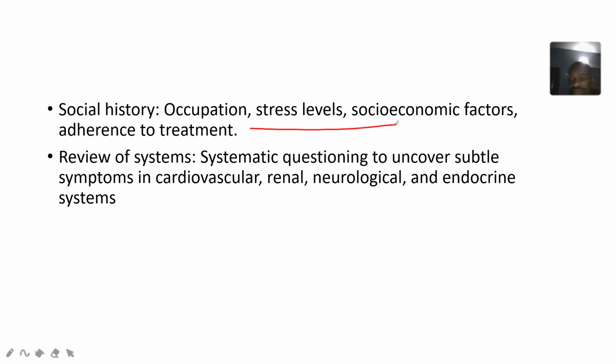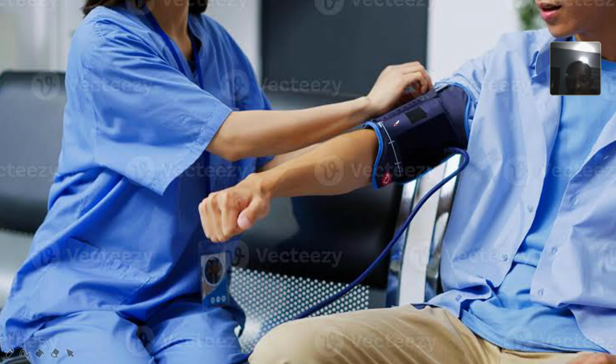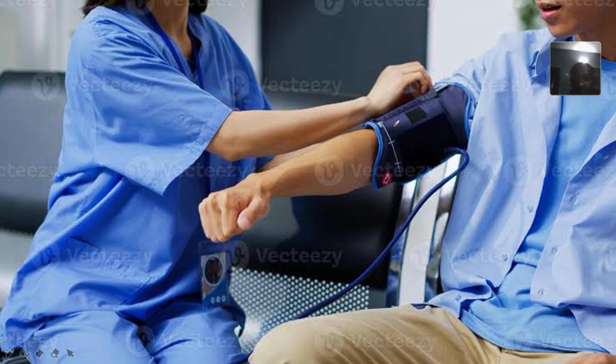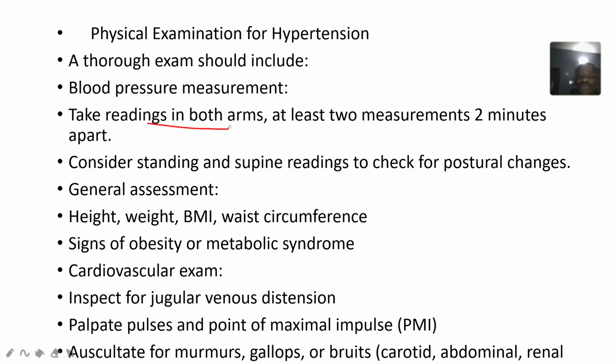They do a systemic review, okay, where you go over all the other systems of the body to see if the patient has issues in them. So for physical examination, things you should do include you measure the blood pressure, okay, you take readings in both arms, okay, and you can tell the patient to stand, and you can tell them to lie down. You take the various readings while they are standing, while they are lying down. So general assessment, you look at their height, their weight, their body mass index, their waist circumference. You look at if there's any sign of obesity, the patient having too much weight, then also metabolic syndrome.